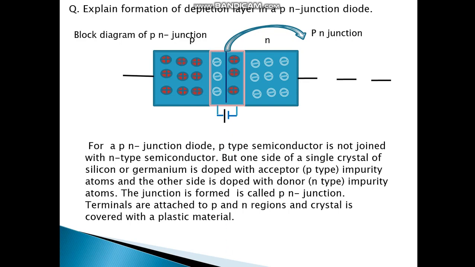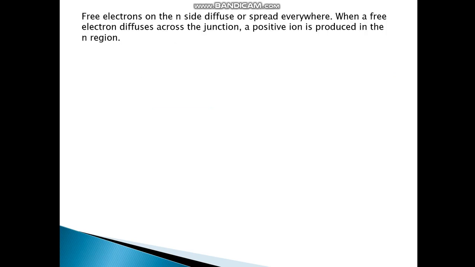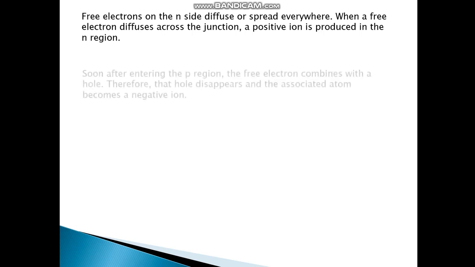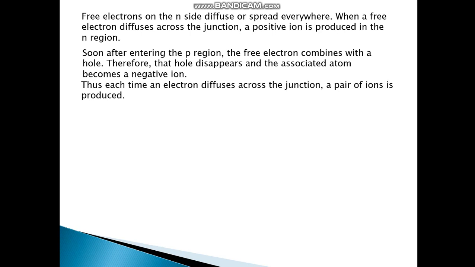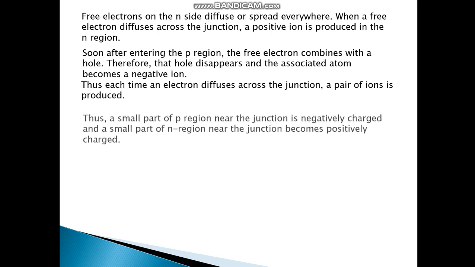This is the potential barrier which we are going to talk about now. Then we have the symbol of the diode. This side is positive, this is negative. So let us talk. Free electrons on the N side diffuse or spread everywhere. When a free electron diffuses across the junction, a positive ion is produced in the N region. Soon after entering the P region, the free electron combines with a hole. Therefore, the hole disappears and the associated atom becomes a negative ion. Thus, each time an electron diffuses across the junction, a pair of ions is produced.